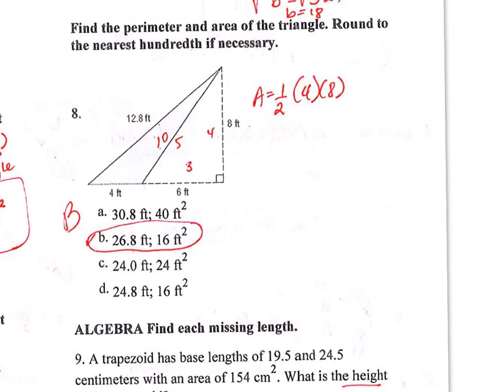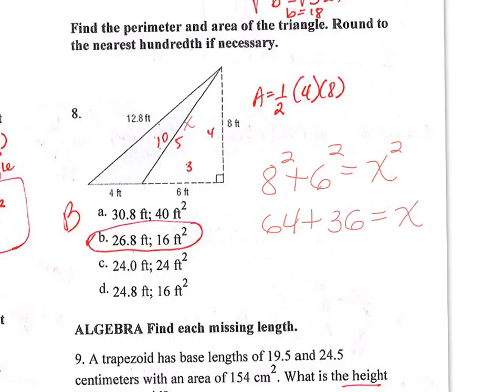On problem number 8, they want you to find the perimeter. To find the perimeter, you're missing this side over here. Well, that side is the hypotenuse of the triangle outside. So for that, you have to do a squared plus b squared. So it's 8 squared plus 6 squared equals x squared, and the x in this case is the hypotenuse. So 8 squared is 64, 6 squared is 36, and this is a square, so it's 100 equals x squared, and then you get the square root of that. So x is equal to 10.